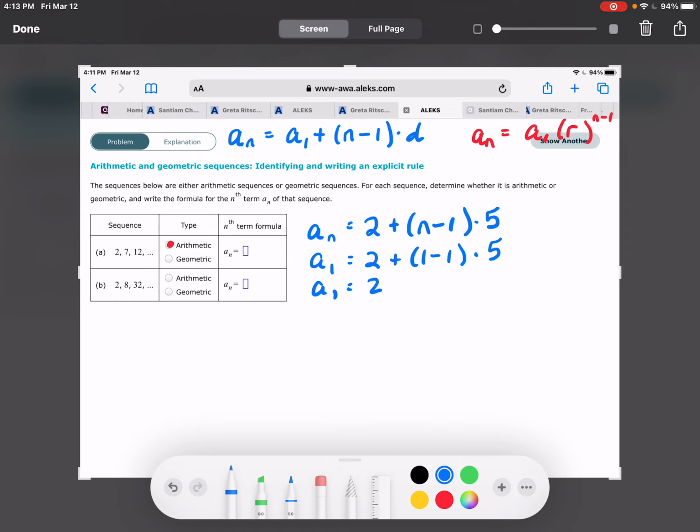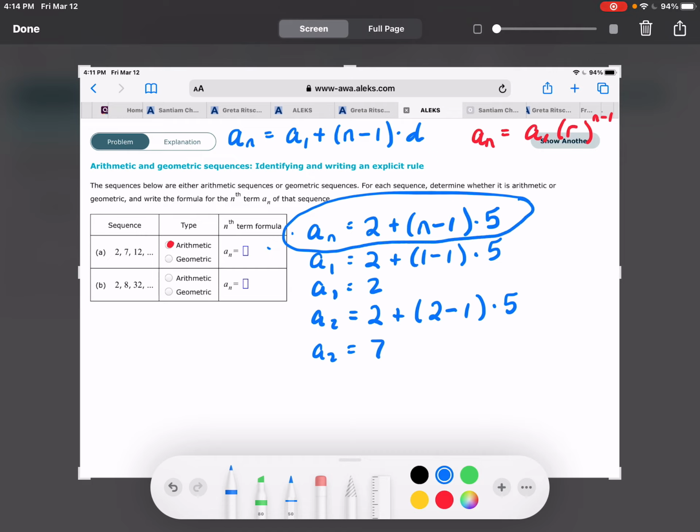We could check a little further, and try to get the second term. 2 plus second term minus 1 times 5. So 2 minus 1 is 1. 1 times 5 is 5. And 5 plus 2 is 7. So this is working out great. So our formula that we want is right here.